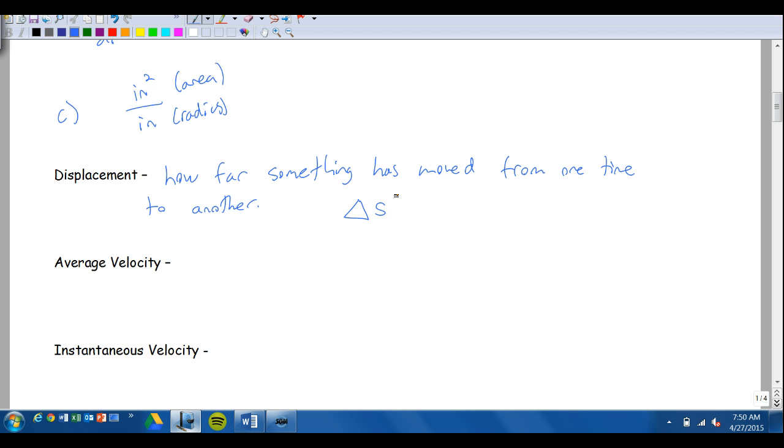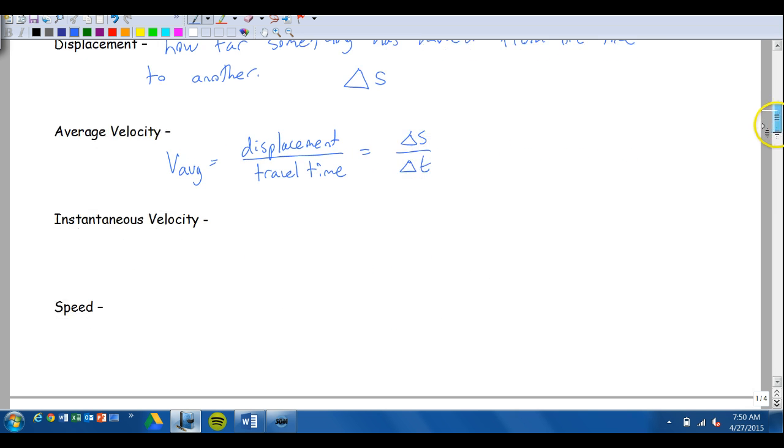Now, average velocity is the change in position over time. How far did it move and how long did it take to do that? We've been doing that already. So v average is equal to displacement over time, or travel time we'll call it, which is equal to change in s over change in t. Now, that is just finding the position at 2 points and doing like a slope equation or rate of change equation.